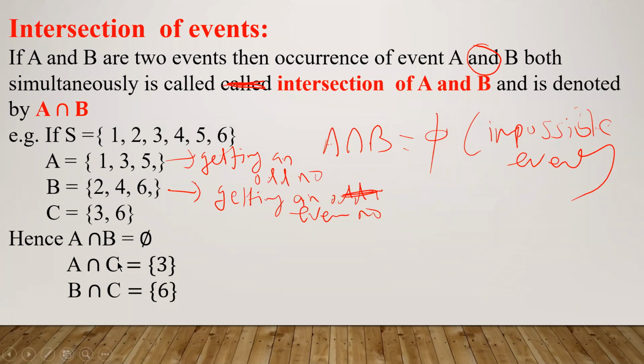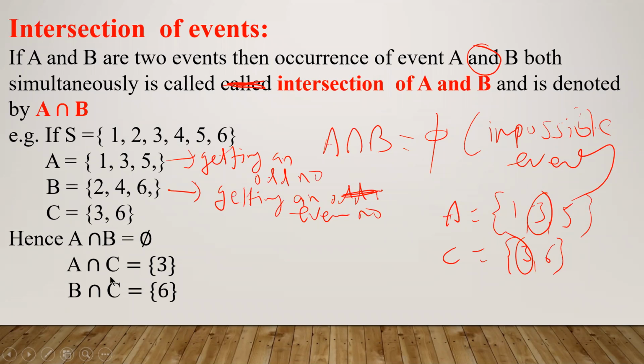What about A intersection C? Look at here. A contains 1, 3, and 5, and C contains 3 and 6. Is there anything which is there in both? Yes. What? 3. It is there in both. So when I throw a dice and if I get 3, then I will say A has also occurred and C has also occurred, and both have occurred. So A intersection C has occurred. So A intersection C will contain the sample point 3, which is there in A as well as in C.